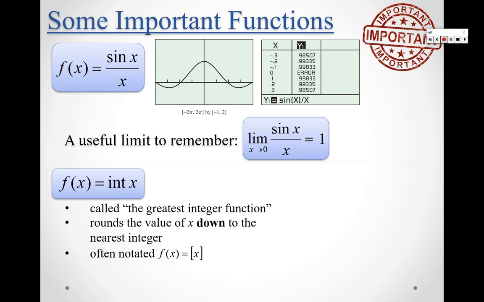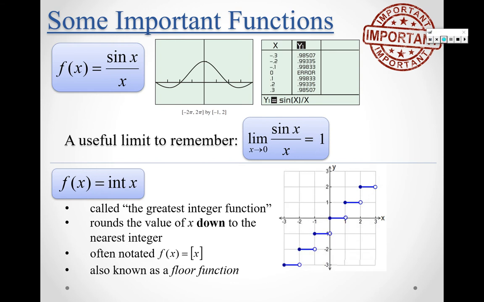It's notated by f of x equals square bracket x. This looks like it might be confused with other things, but it doesn't come up as a big confusion problem. When we want to write int x, sort of like absolute value, remember absolute value had the straight lines? This now has these square brackets around it. Also known as the floor function. And let's take a look at what the graph would look like.